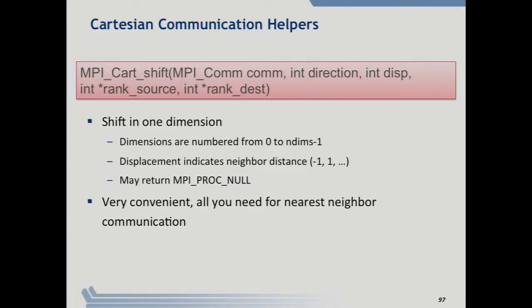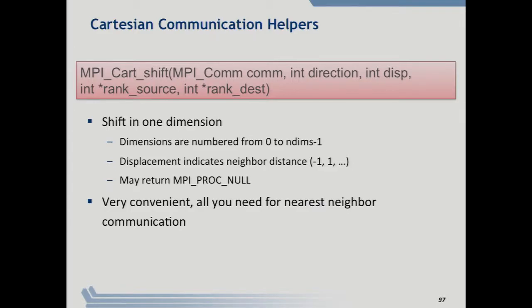It says, given this communicator, which has the Cartesian topology created for it, the direction is basically 0, 1, 2, 3: which dimension of the topology, is it the 0 dimension, or 1, or 2? And the displacement means you can even find your neighbor 2 hops away. It's not just your nearest neighbor, but any number of hops away. So the displacement could be 1, 2, 3, 4, whatever.